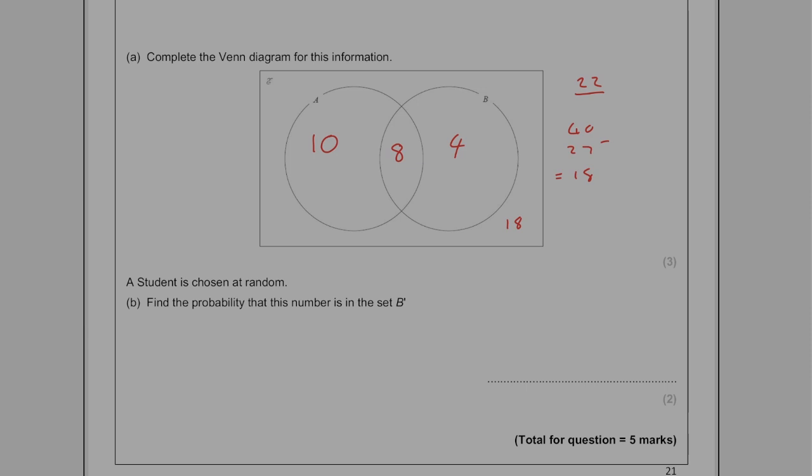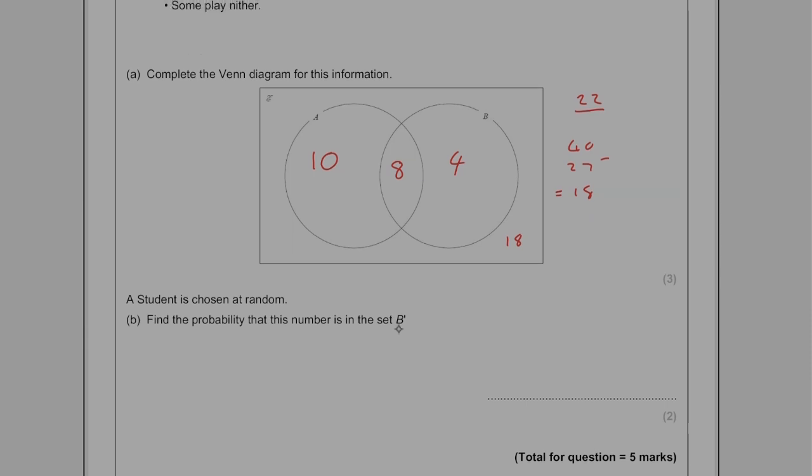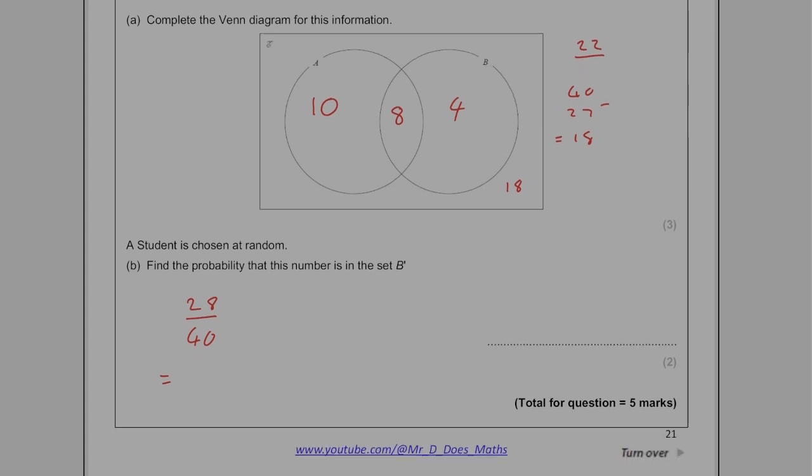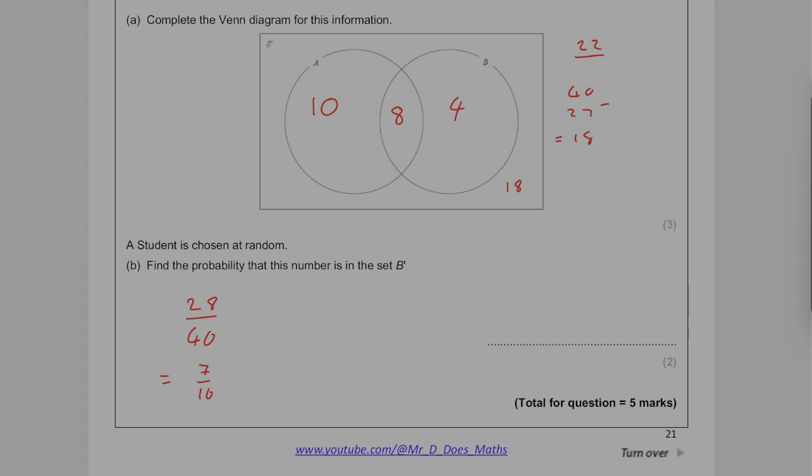Okay, find the probability that the number is in the set B dashed. So B dashed means not in B. So we have got 10 plus 18, so we've got 28 out of 40. And then we can simplify that, although it doesn't ask for it. So we can simplify down by, let's go for 4 first of all. So that would be 7 out of 10. Yeah, we'll go 7 out of 10.